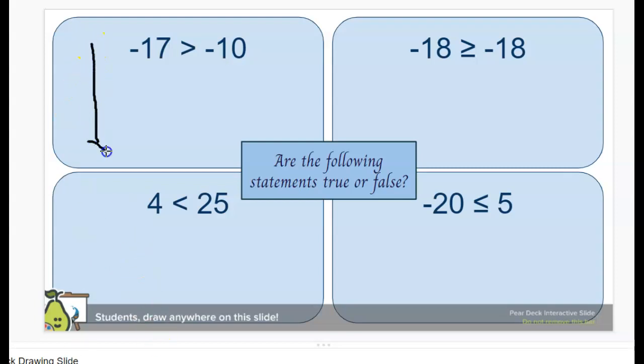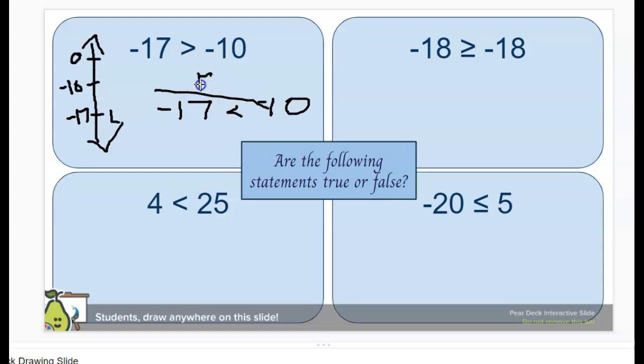With negatives, a lot of times it's easier for me to use a thermometer as a number line. If this was 0 right here, and this was negative 10, because negative 1, 2, 3, 4, 5, and then this down here was negative 17, I can see easily that negative 17 is lower. Another word for lower is less. So this should say negative 17 is less than negative 10, but it doesn't, so this is false.